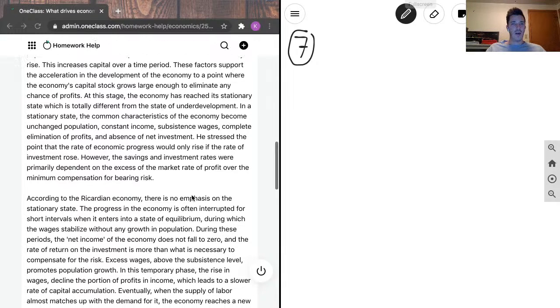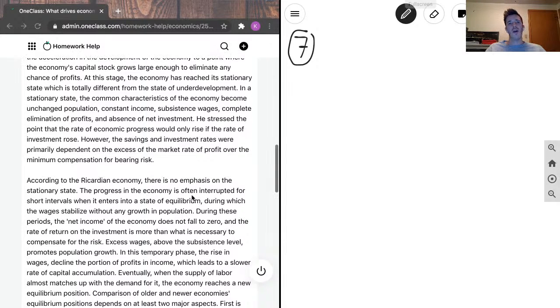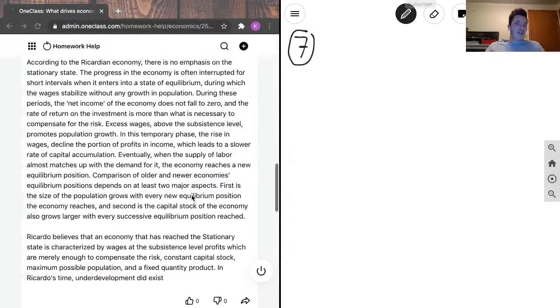At this stage, the economy has reached its stationary state, which is totally different from the state of underdevelopment. In a stationary state, the common characteristics of the economy become unchanged population, constant income, subsistence wages, complete elimination of profits, and absence of net investment. He stressed the point that the rate of economic progress would only rise if the rate of investment rose. However, the savings and investment rates were primarily dependent on the excess of the market rate of profit over the minimum compensation for bearing risk.